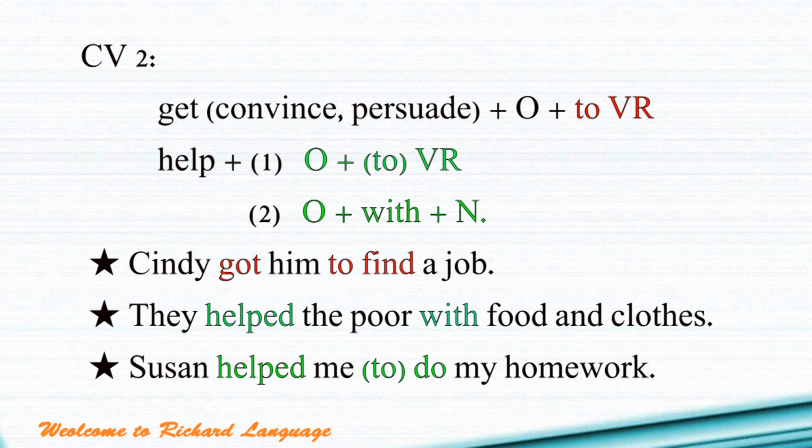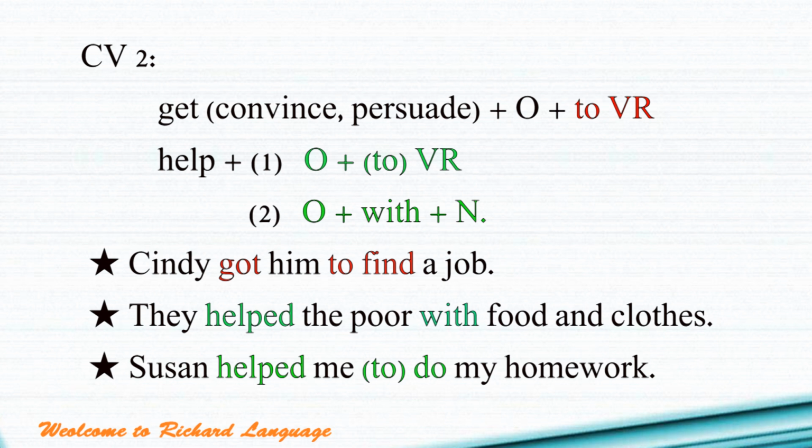Let's see the sentences, and then you can get a clear concept. The first sentence: Cindy got him to find a job. Here, got is the causative verb. When you use the object him, you should follow with the infinitive, that is to find. Remember to use to here, okay? Let's see the second sentence. They helped the poor with food and clothes. Here, helped is the causative verb. Because food and clothes are nouns, you have to use the preposition with here. So remember this rule.